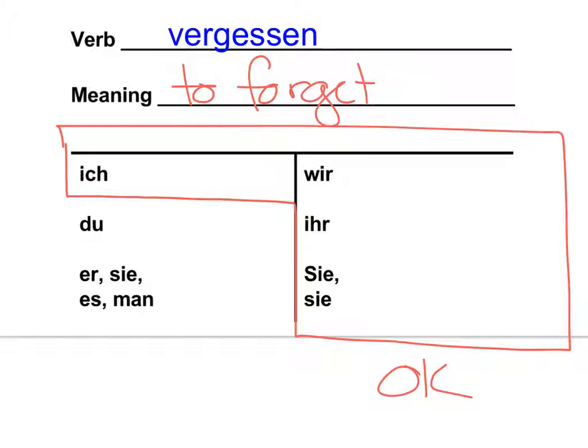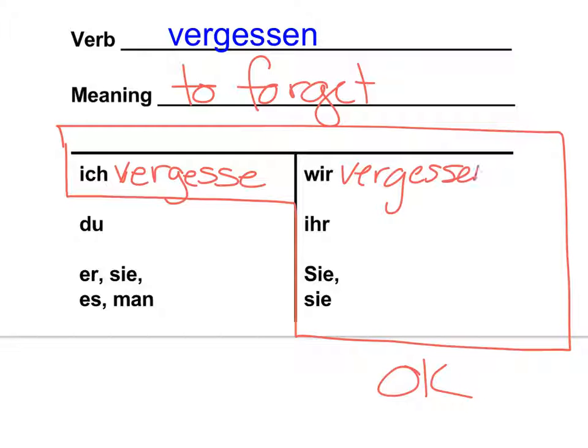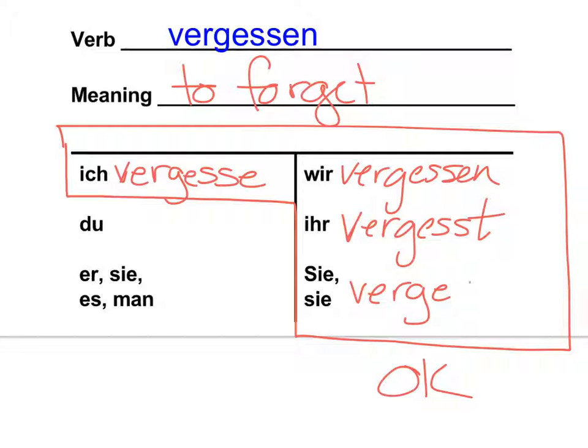Okay? So what is ich going to be? Vergesse. Good. What about wir? Vergessen. Ihr? Vergesst. And Sie? Vergessen. Alright, so those are the easy ones.